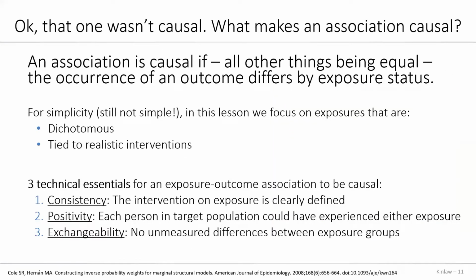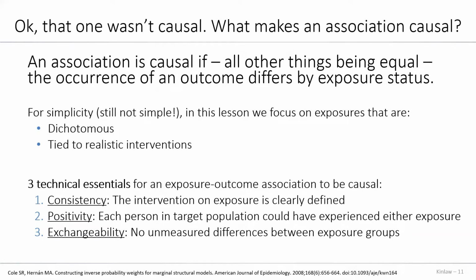So, okay, this soccer jersey example illustrated a non-causal or a spurious association. But what makes an association causal? Generally speaking, if outcome occurrence differs between two groups and all other characteristics are equivalent except for exposure, then the exposure is causally associated with the outcome. To keep discussion simple, we're going to move forward with exposure being a dichotomous variable, like one drug versus another, that are tied to realistic interventions.